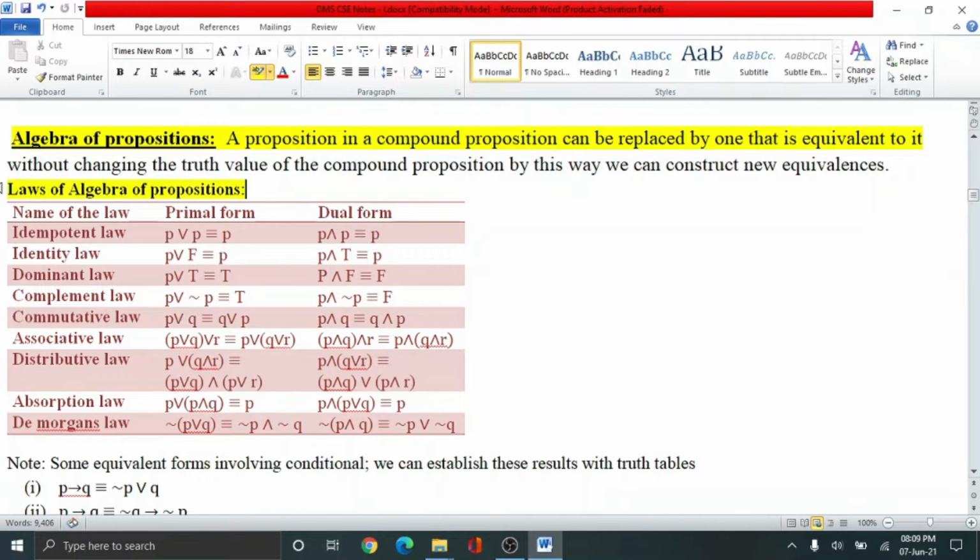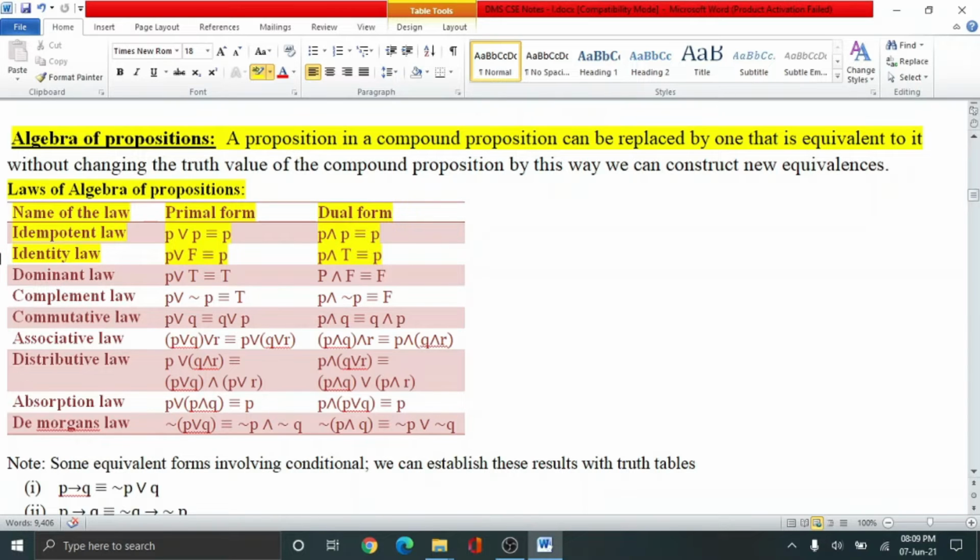Here I have given a table of laws of algebra of propositions, and here we have different rules: the name of the law, its primal form and its dual form. First, the idempotent law, the first law we need to learn. It is given by the disjunction P or P is nothing but P always, and its dual form is taken with respect to the conjunction. P conjunction P is equivalent to P.